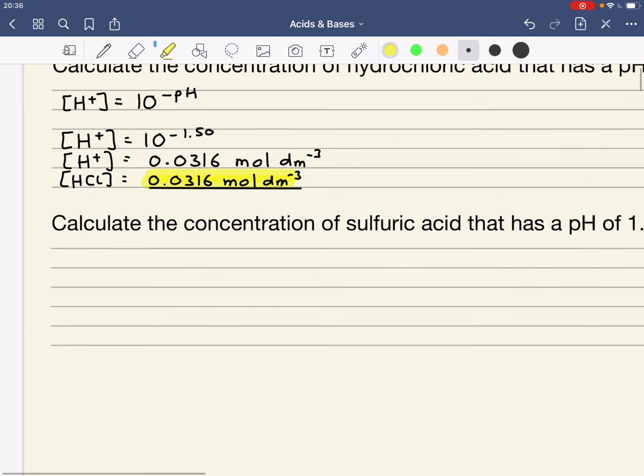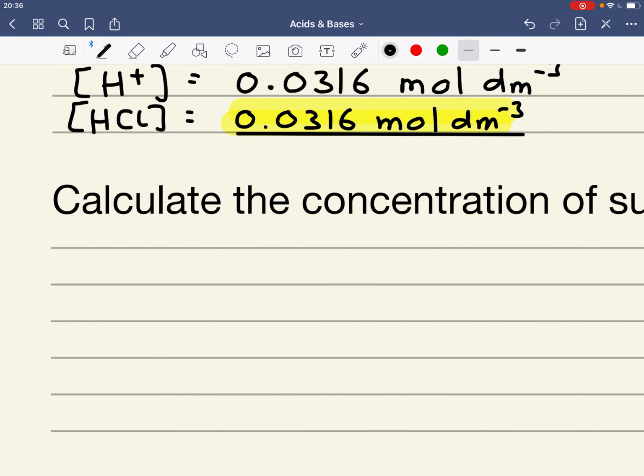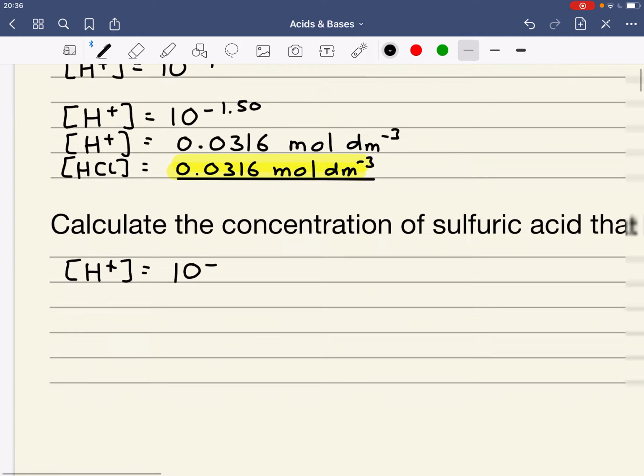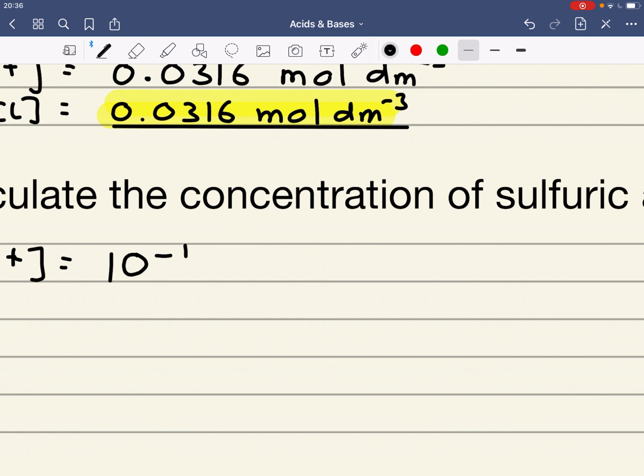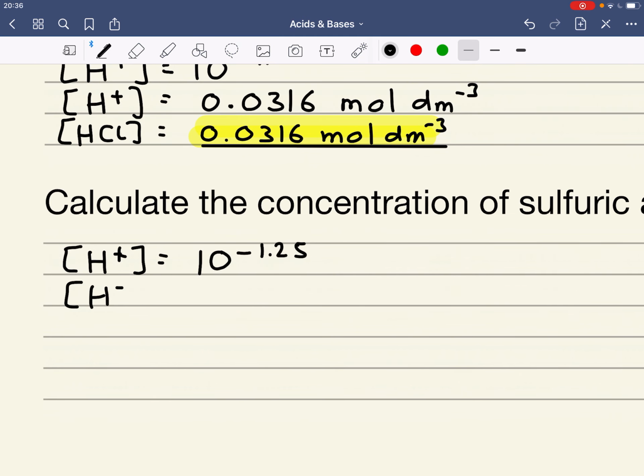We now are being asked to work out the concentration of sulfuric acid that's got a pH of 1.25. And again, first thing we'll do is we'll put the equation that the H plus is equal to 10 to the minus, and the pH there is 1.25. So my hydrogen ion concentration then is equal to 0.0562 moles per decimetre cubed.